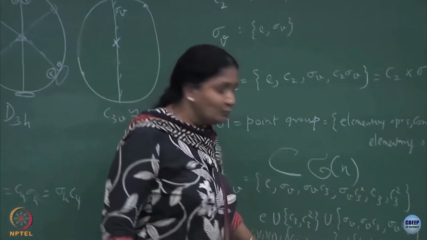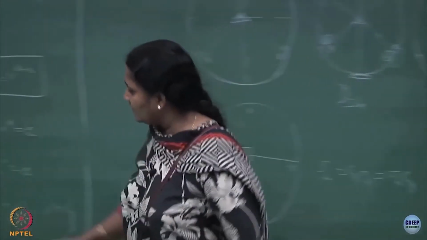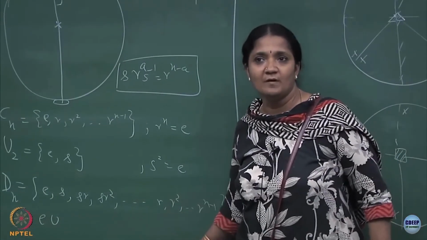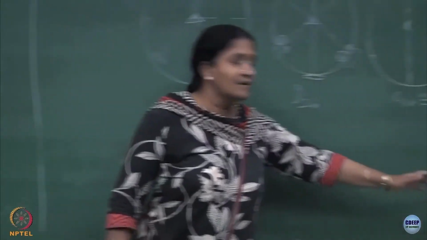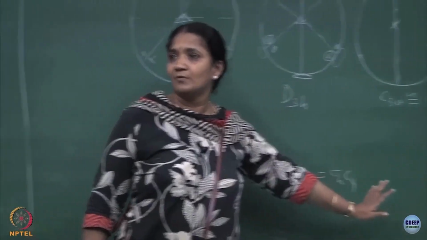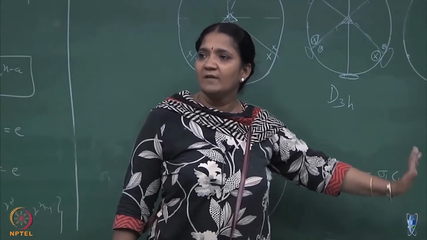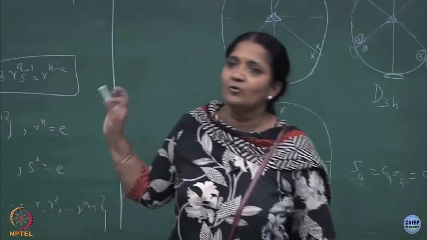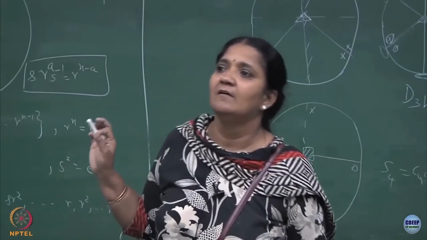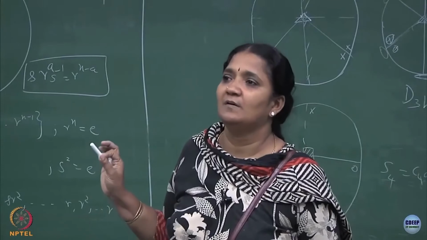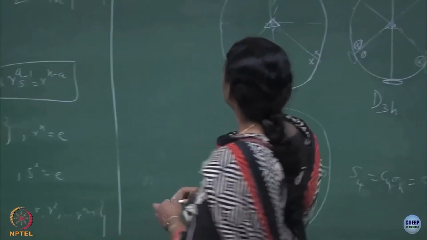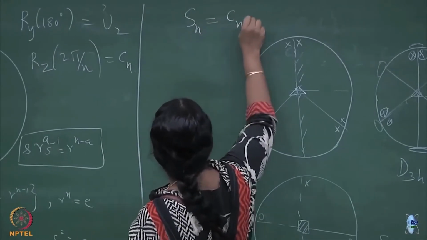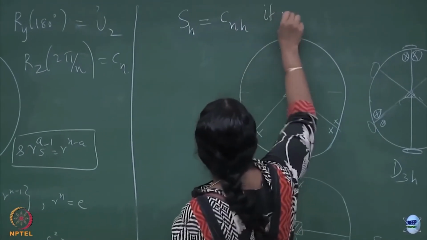And I have left you to try and understand the conjugacy classes of the dihedral group and similarly the conjugacy classes of the Cnv group. Okay. When n is odd, when n is even, what is happening? You have seen that the rotoreflection group is an abelian group, and you can also show that the rotoreflection Sn is not very different if n is odd.